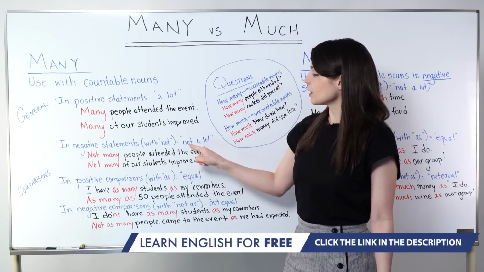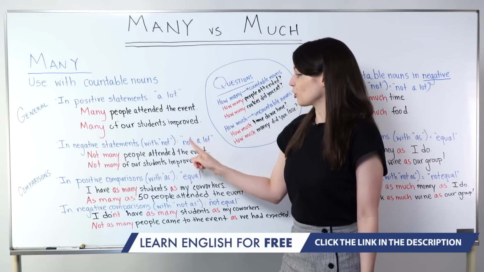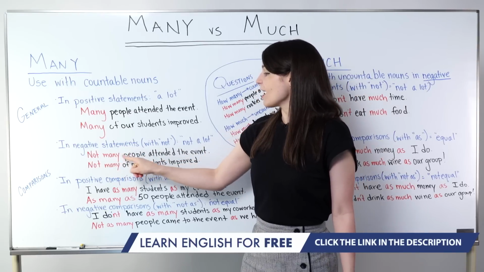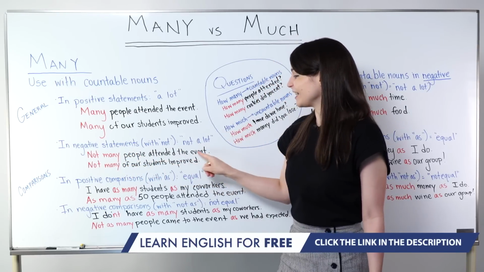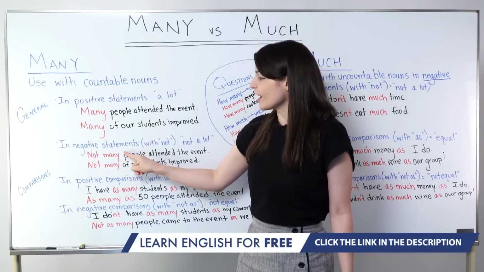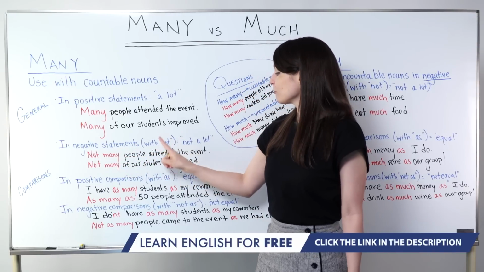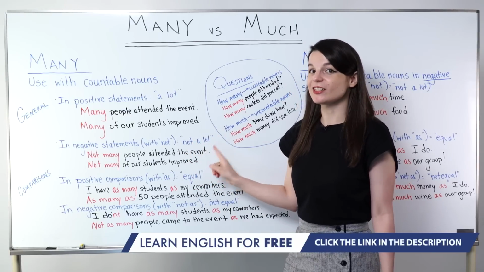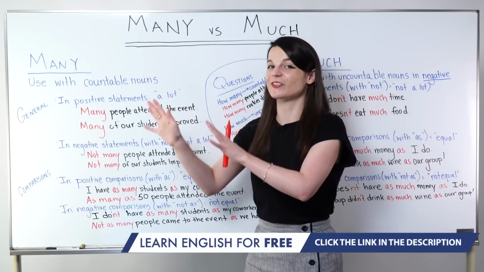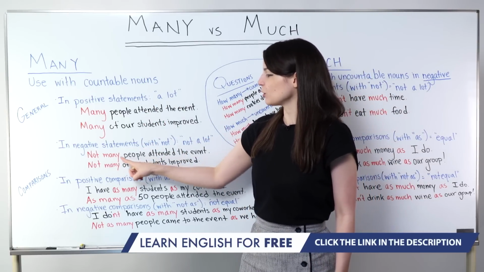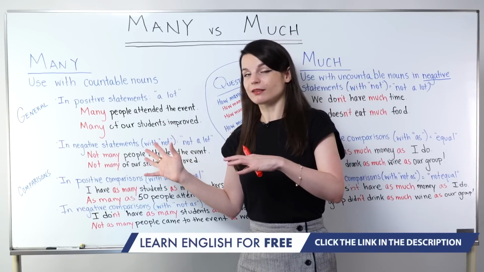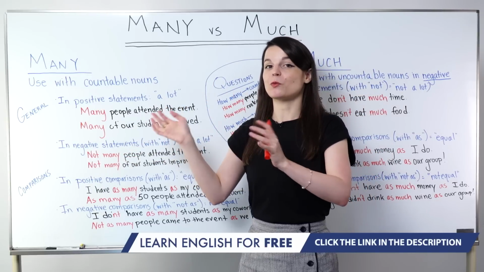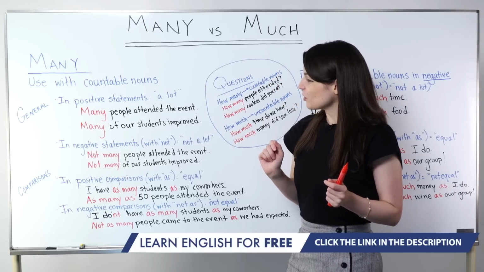Also, you'll notice when I used not a lot, I did need to change the grammar of my sentence. So not a lot of our students improved, or not a lot of people attended the event. We need to use an of in this case. When you use a lot or not a lot, you will need to add of there. I want to make that little extra point. When you're using many, you don't need to do that. But when you're using a lot or not a lot, you do need to connect the expression to the noun that follows with of.